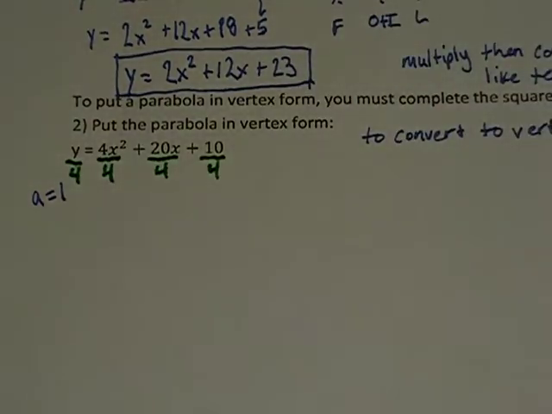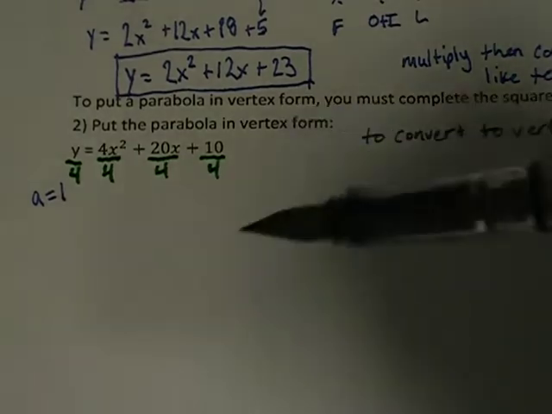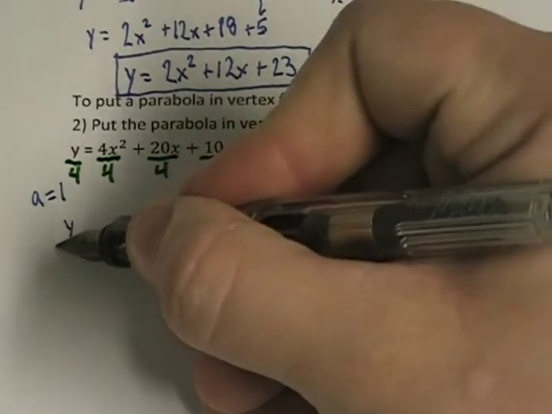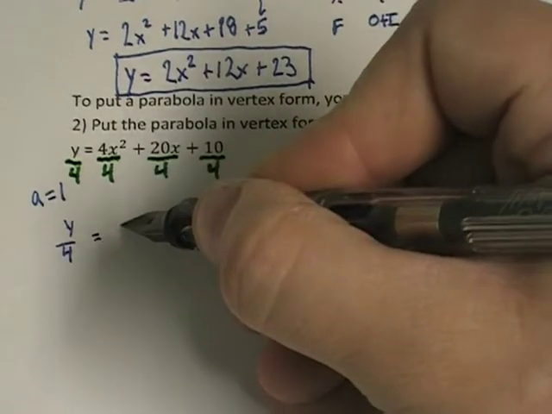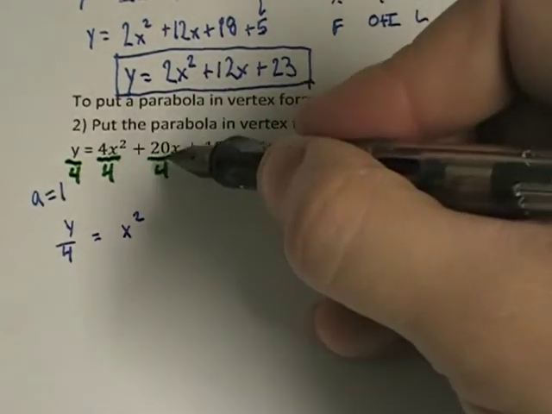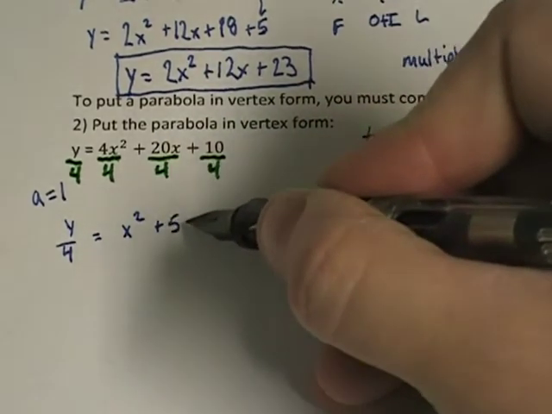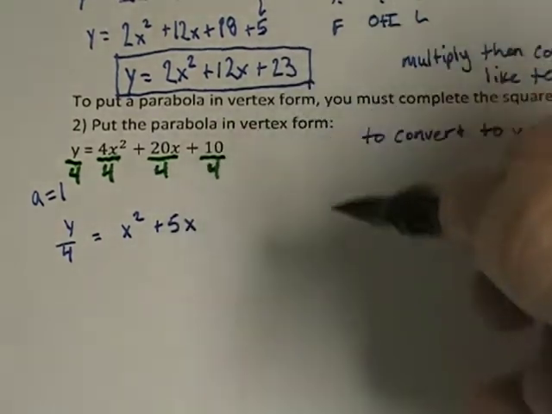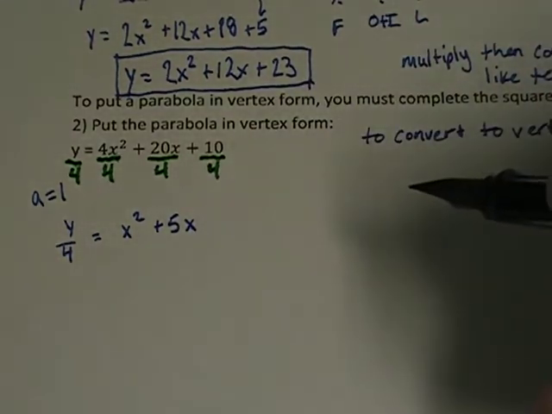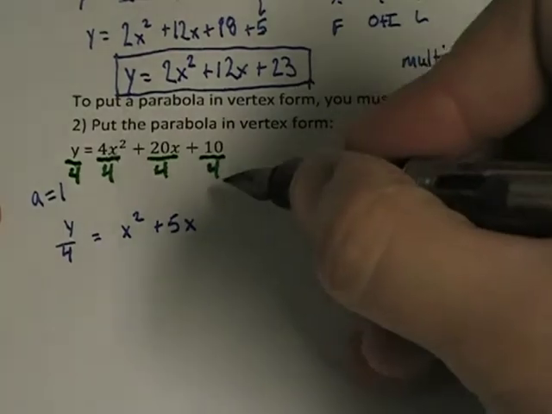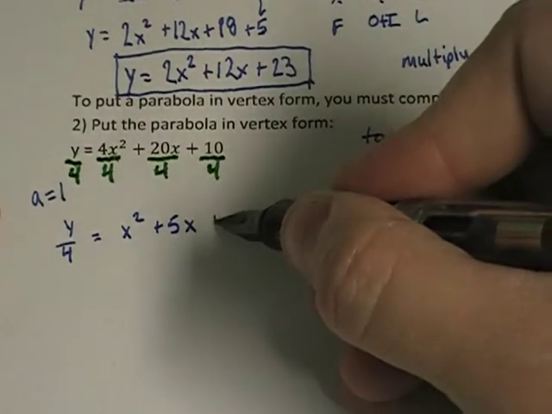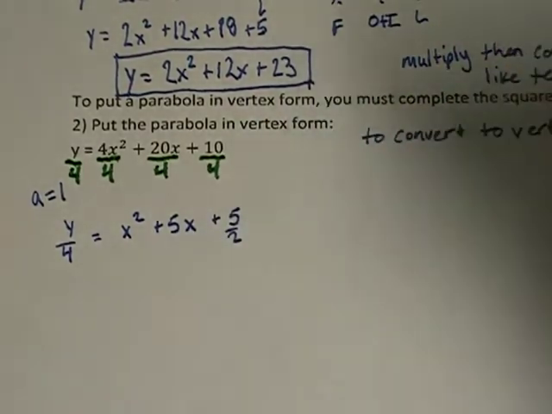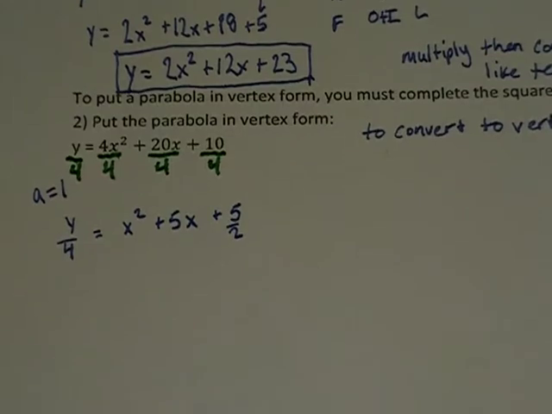We're going to divide by 4. Okay? So I end up with y over 4 equals x squared. Now 20 over 4, that's going to be 5. No big deal. And 10 over 4, well, that doesn't go evenly. We'll just keep it as an improper fraction. So 10 over 4 is going to reduce to 5 halves. Okay? So that's our first step.